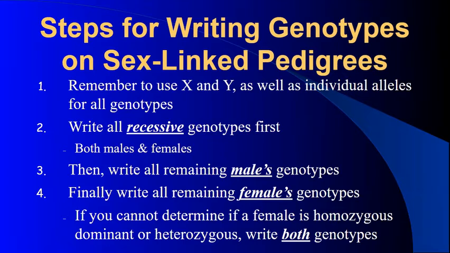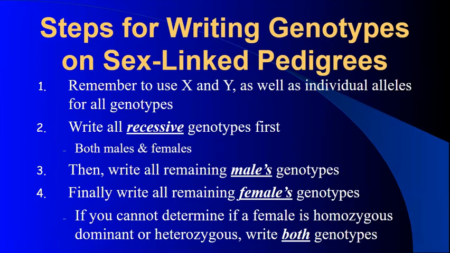We write all the recessive genotypes first, and we do that for both males and females. And we do the recessives first because there's only one possible recessive genotype for a male, and there's only one recessive genotype for a female.